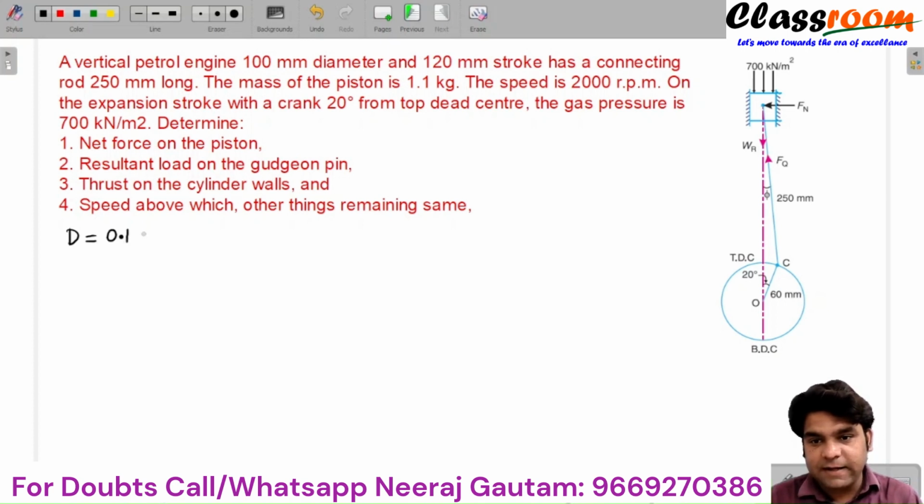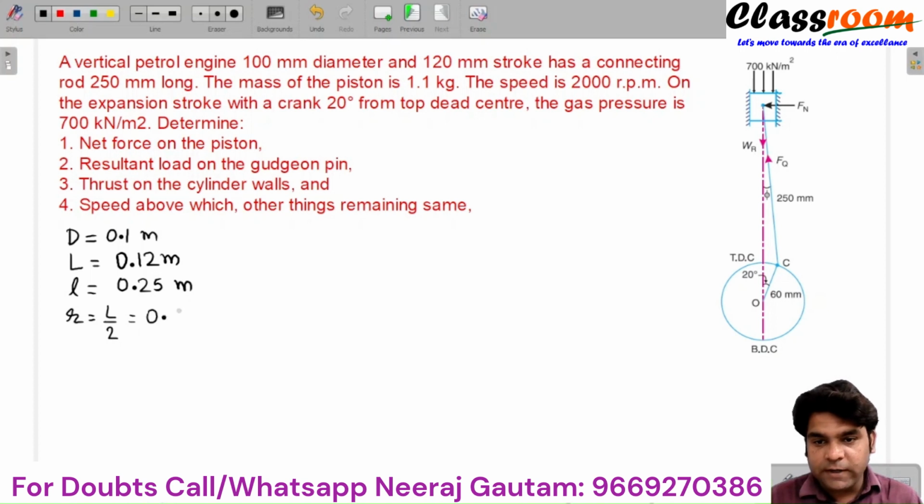So I will directly write it as 0.1 meters, and the stroke length, capital L, is 120 mm. So in meters it is 0.12 meters, and the connecting rod length, small l, is equal to 250 mm, so 0.25 meters. Now the radius of the crank is half of the length of the stroke. It is 0.06 meters.